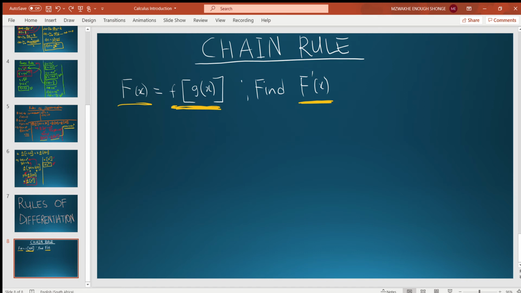Basically here you have two functions. The function f is the outside function, and the function g, let's call it the inside function. So the function g is the inside function.